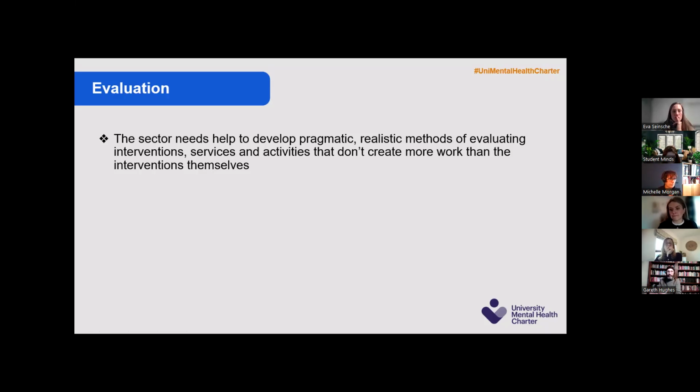It's easy with things like counselling services, we kind of know and understand that. But how do you evaluate your more proactive interventions? How do you evaluate your whole university approach? How do you know that that's working? Those things are much more difficult. Ava, you've got your hand raised.